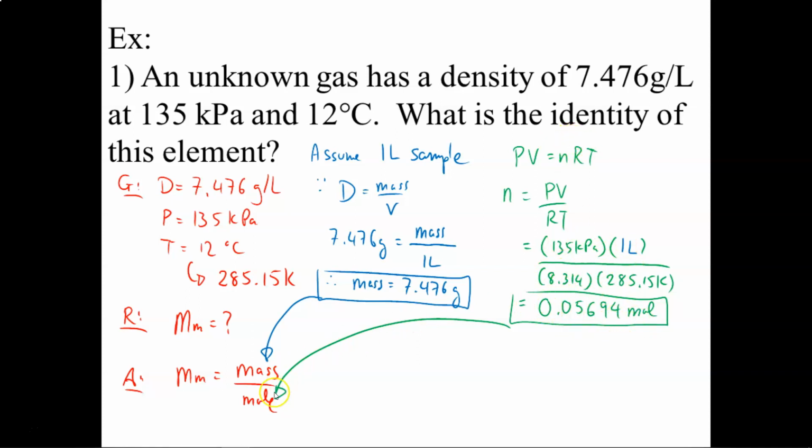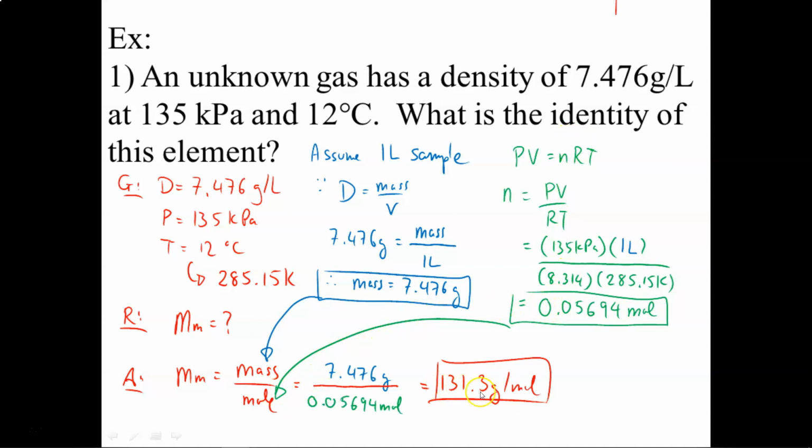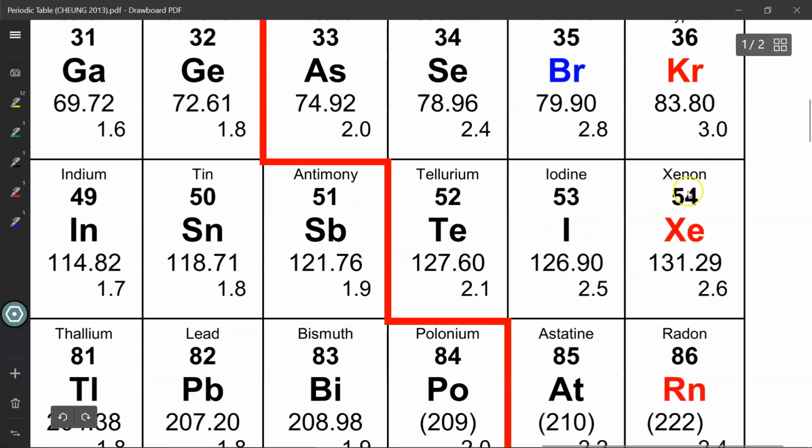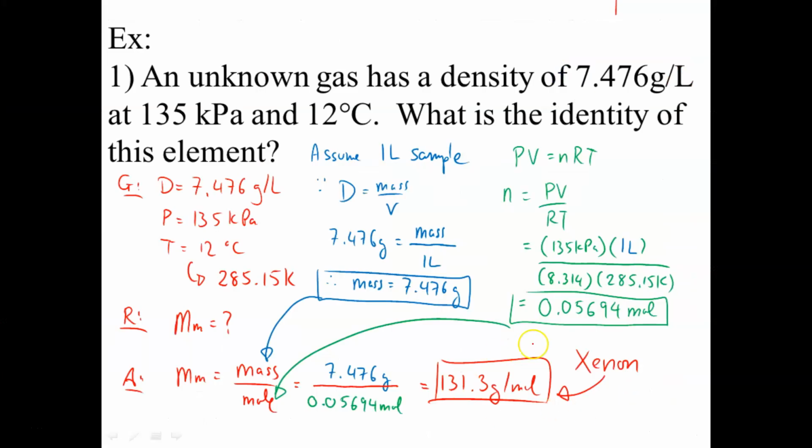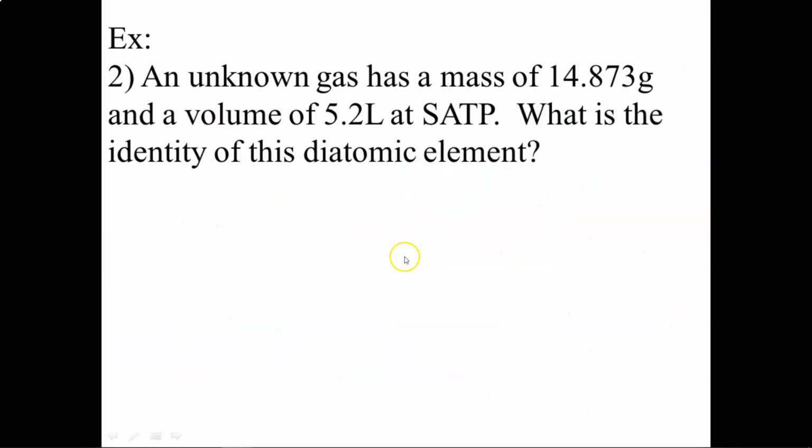I can then plug it into this equation, giving me 131.3 grams per mole as the molar mass of the mystery substance. Looking at the periodic table, we see that xenon has a molar mass of 131.29, so that's our mystery substance. Alright, what I want you to do is try this question out yourself. Press pause. When you're ready, press play, and we'll take it up together.